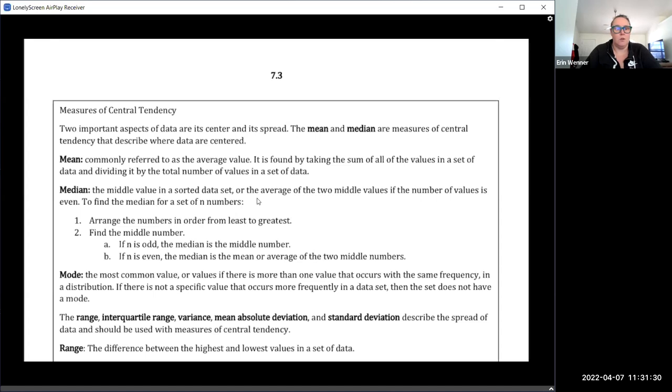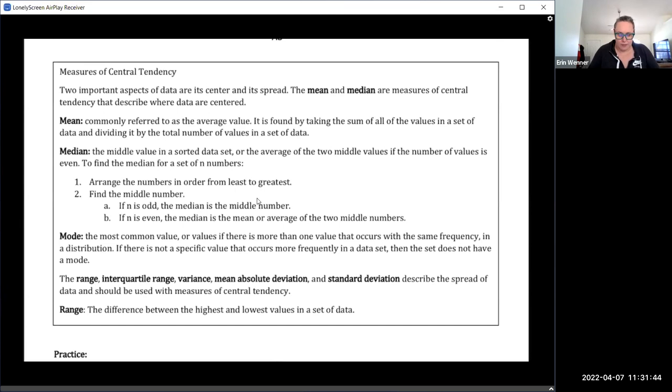All right, so you can see that two important aspects of data are its center and its spread. The mean and median are measures of central tendency to describe where the data is centered. So the mean is commonly referred to as the average value and is found by taking the sum of all the values in a set of data and dividing it by the total number of values in the set of data.